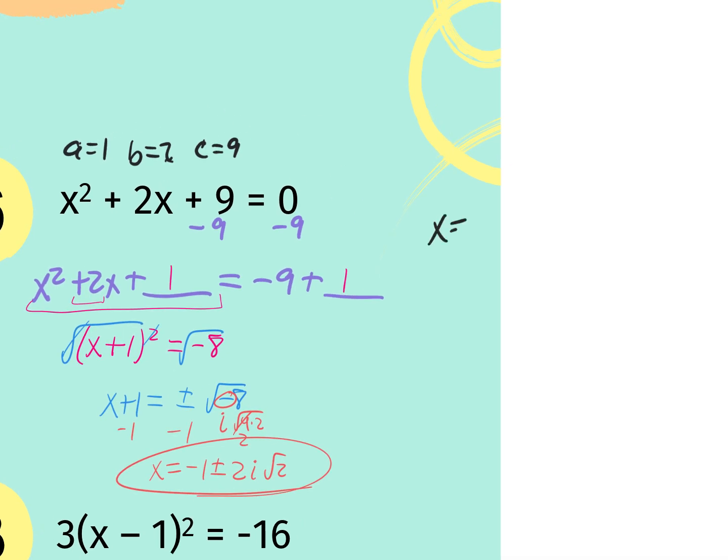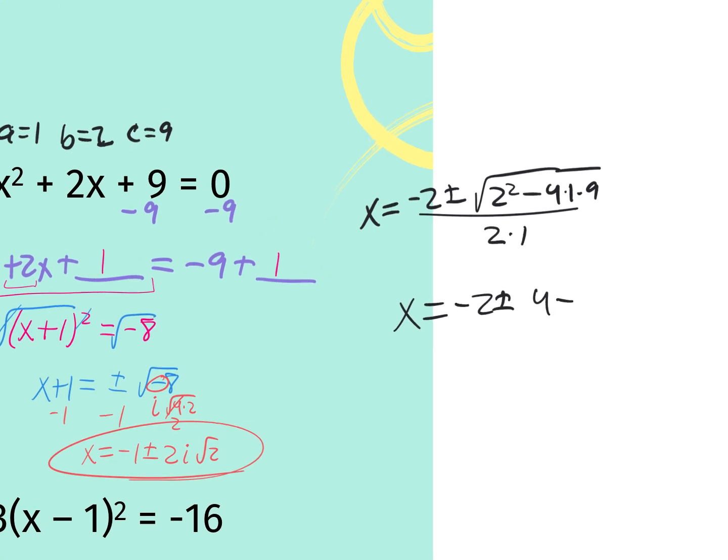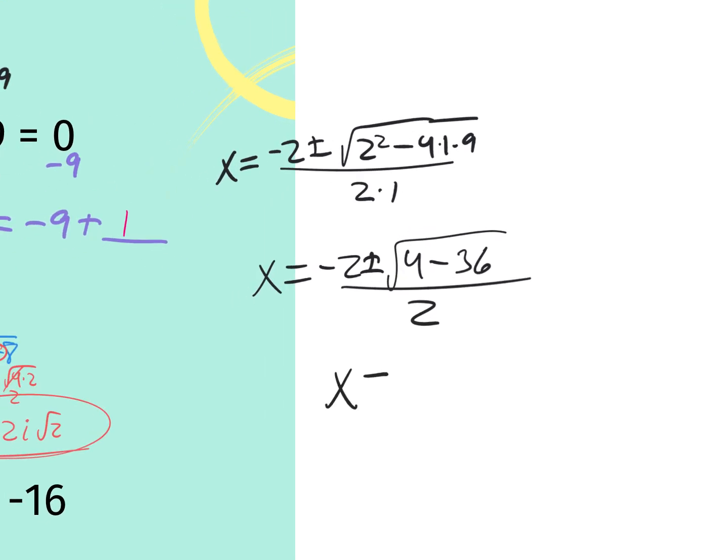All right, so we should get x equals negative 2 plus or minus the square root of 2 squared minus 4 times 1 times 9, over 2 times 1. So we should get negative 2 plus or minus 2 squared is 4 minus 4 times 1 times 9 is 36, negative 36. Square root of that over 2. And let's just simplify this a little bit more. We get x equals negative 2 plus or minus the square root of negative 32 over 2.